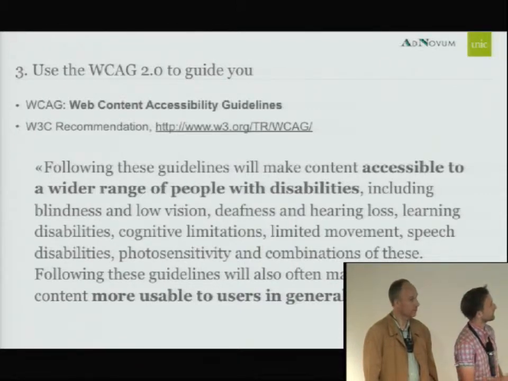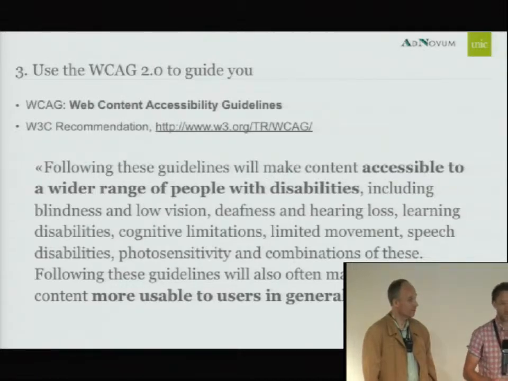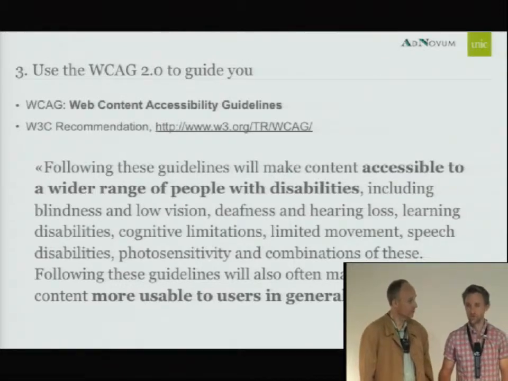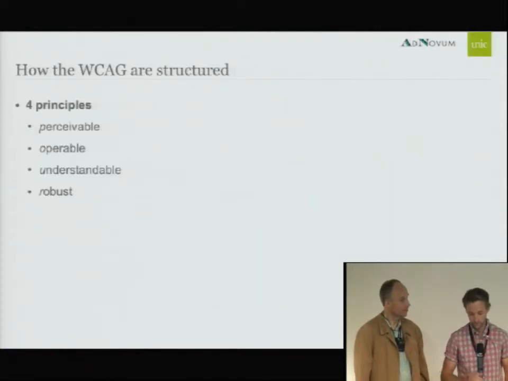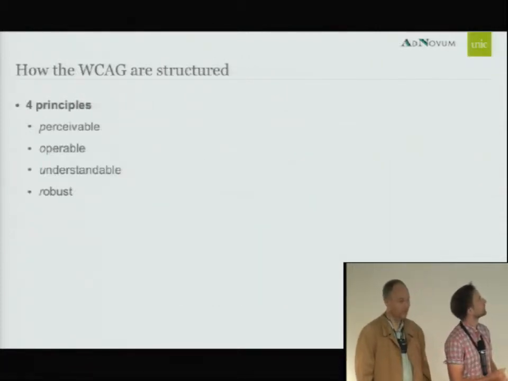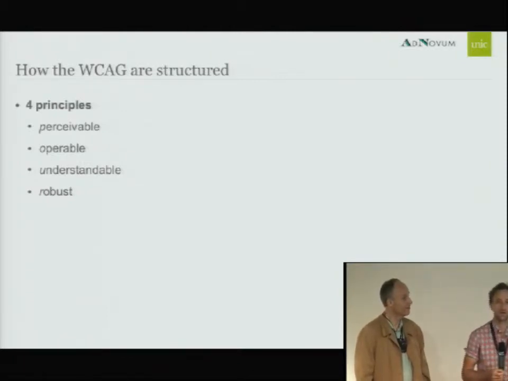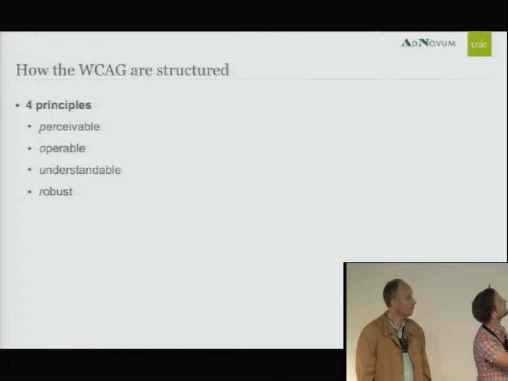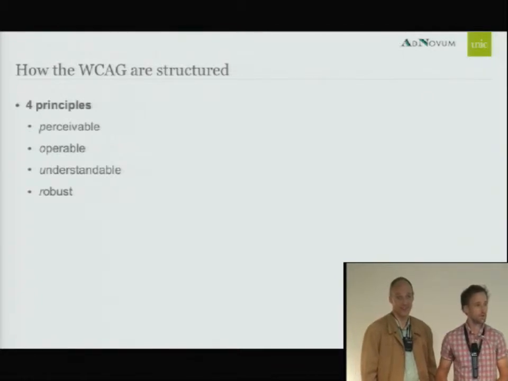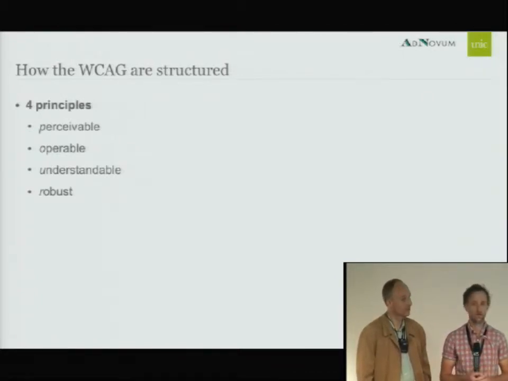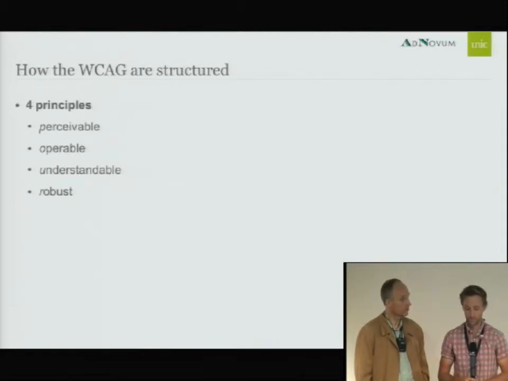And the very nice side effect is that usually by making a website accessible, you make it more usable to users in general. And we will see why this is quite obvious. So the WCAG is based on 4 guiding principles. If you take the first letters, it's POUR abbreviated. So the first one is a website has to be perceivable. So as an example, an image without an alternative text is not perceivable by a blind person. You have no idea what information is conveyed by this image.